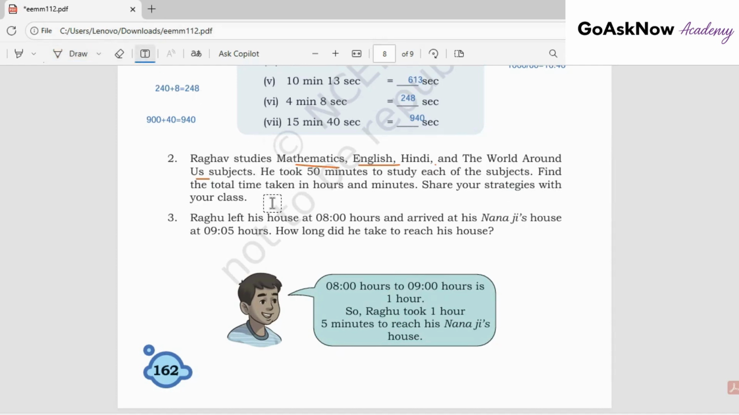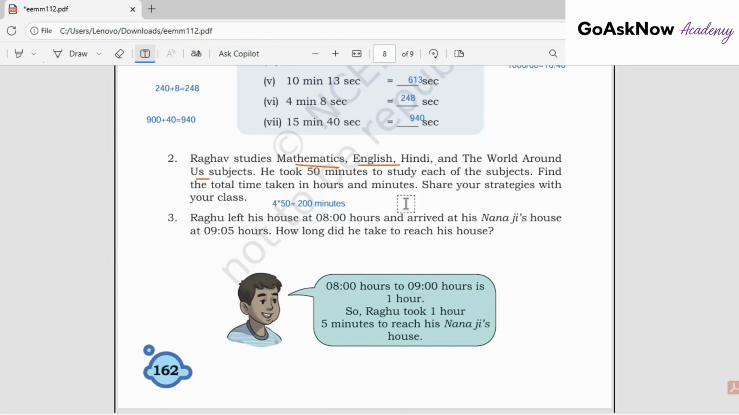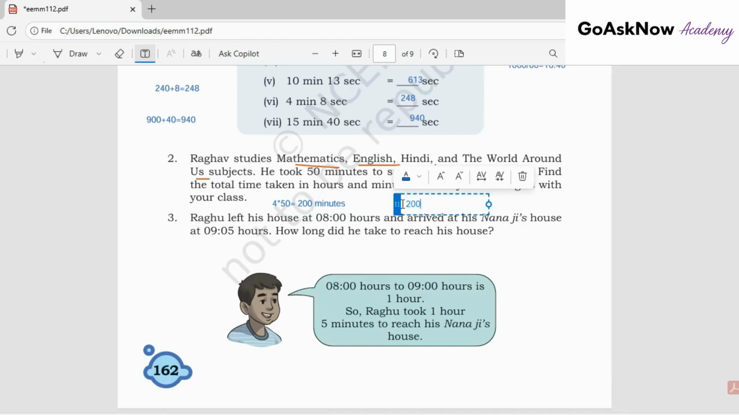Now here 4 subjects are there. He is taking each subject 50 minutes, so 4 times 50 is equal to 200 minutes. Now converting into hours, dividing 200 by 60, which is 3.20, which is 3 hours 20 minutes. The answer is, the total time taken in hours and minutes is 3 hours 20 minutes.